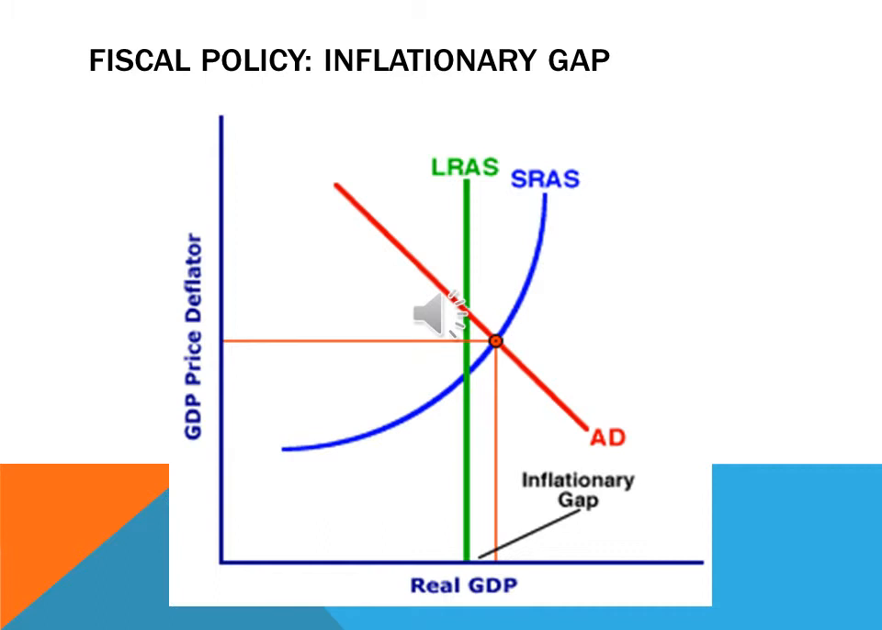Fiscal policy inflationary gap. First, you start by graphing the long-run aggregate supply. Then you graph the short-run aggregate supply. And then you graph the aggregate demand. And because it is too high because of inflation, it is to the right.